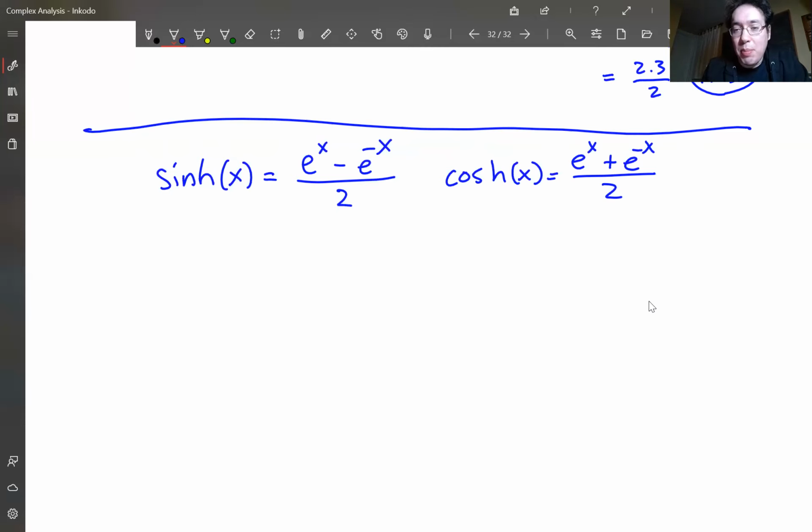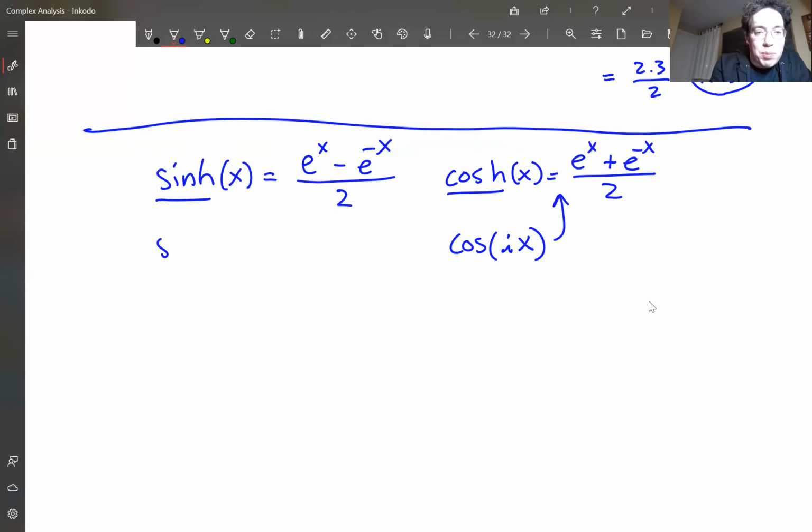Now these make sense. They are related to sine and cosine functions in a very simple way. If I plug in cosine of ix, this is exactly the cosh function. And if I plug in sine of ix, that is the hyperbolic sine function, something called sinh. So the imaginary axis is the hyperbolic sine and cosine function.